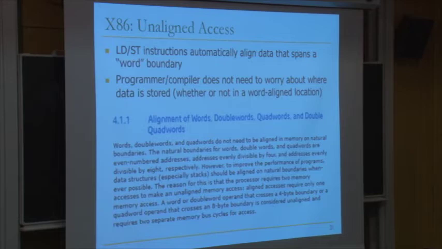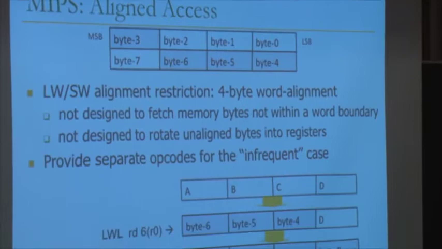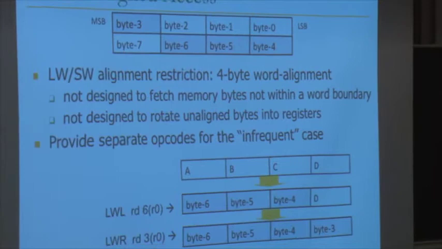So you can read this, but one thing I'd like to point to, however, to improve the performance of programs, data structures should be aligned on natural boundaries whenever possible. Why? Because if the data is not aligned like this, the hardware needs to do something like this internally. Right? It still needs to access different parts of a word. Now, when we cover DRAM, you will see that this may not be that bad.